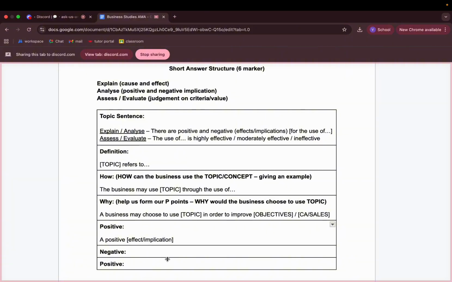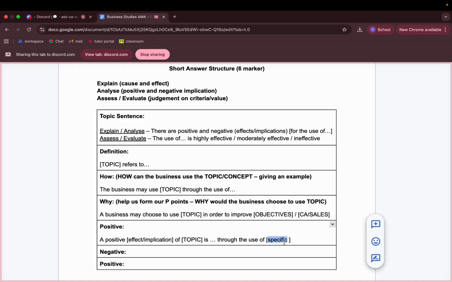Sweet. Okay. So a positive effect / implication of the topic is, and then you give what the positive effect is. Just a way to elevate it, you can probably even give some examples. So a positive effect / implication of the topic is through the use of, and then you give a specific example. So if we think back to finance, let's say sale and lease back, we could specifically say through the use of leasing a factory outlet, right? Selling a factory outlet and leasing it back from the person you sold it to. So we get a little bit specific there.